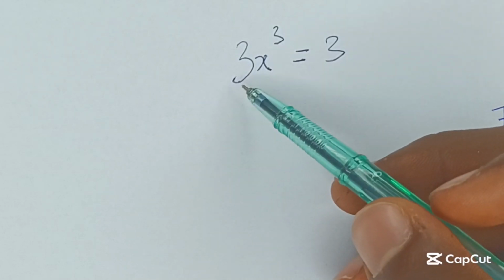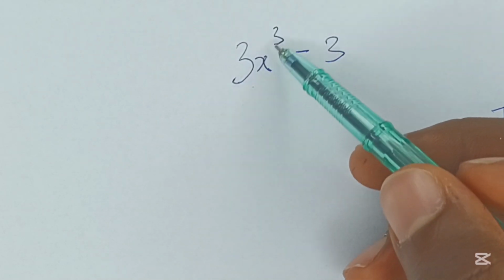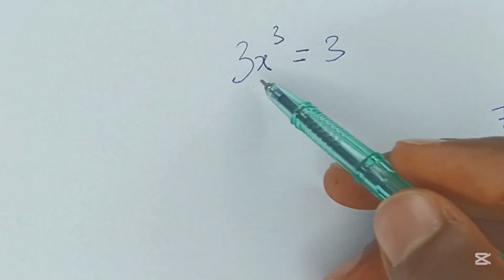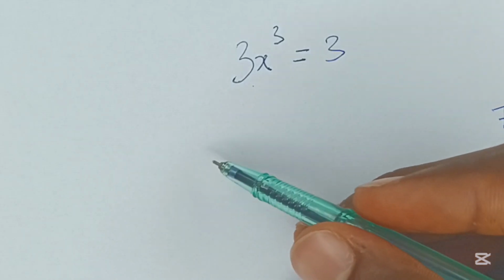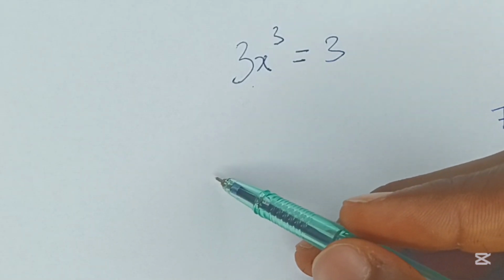So given that we have to solve this, it says 3x raised to the power of 3 is equal to 3, and we should find x. Now, we are required to find how many real answers this question has.